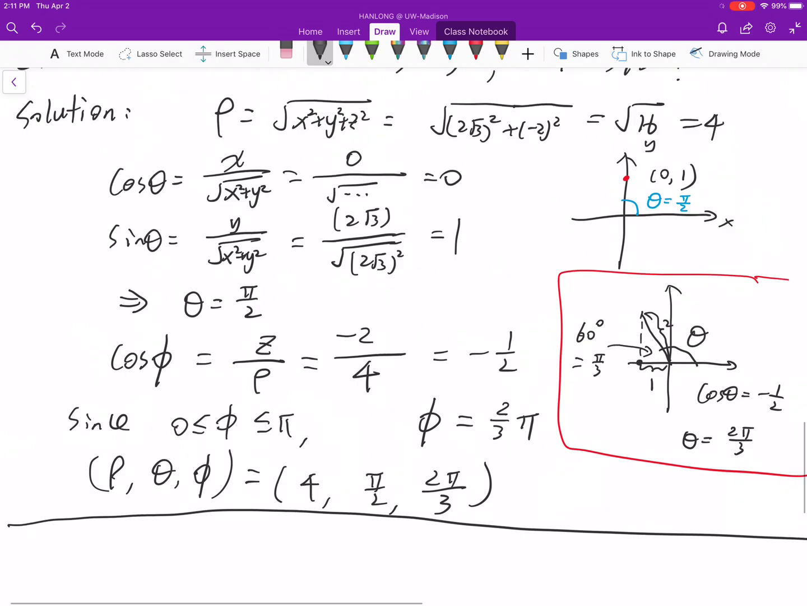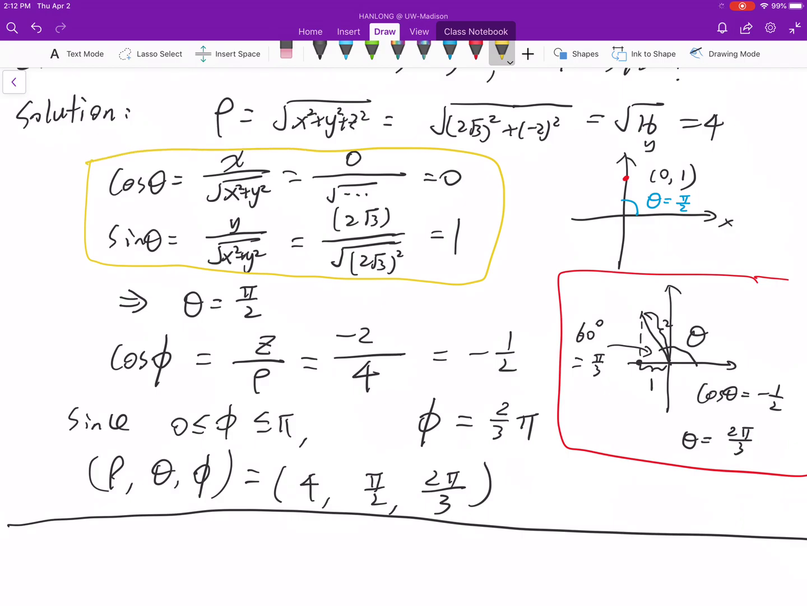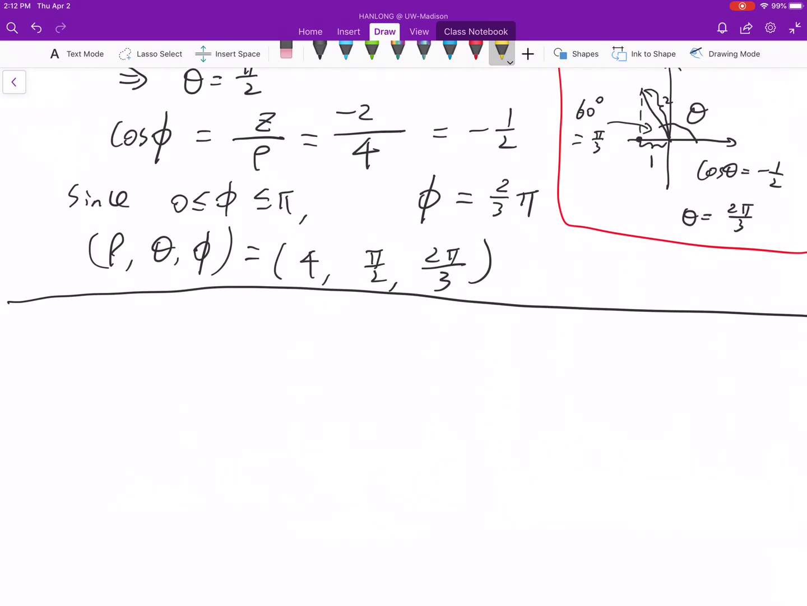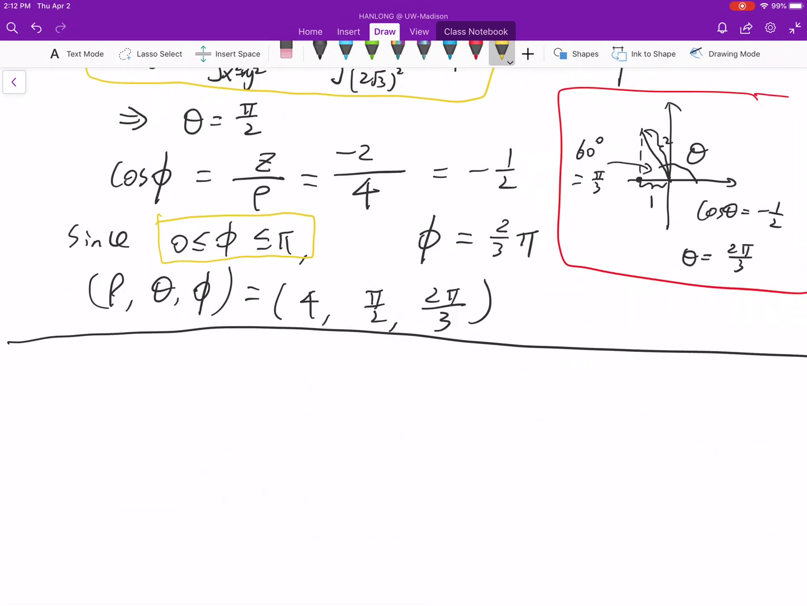Actually, it is the same as in the polar coordinates. For the theta part, usually you need to determine the domain, where the point is, which quadrant the point is in. For example, it's better to look at the picture, because usually you have multiple solutions if you only look at cosine or sine. But for phi, since we are in this region, usually you only have one solution, so you don't need to consider the geometry too much.